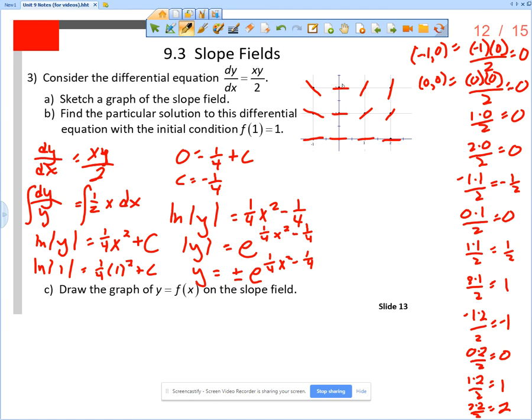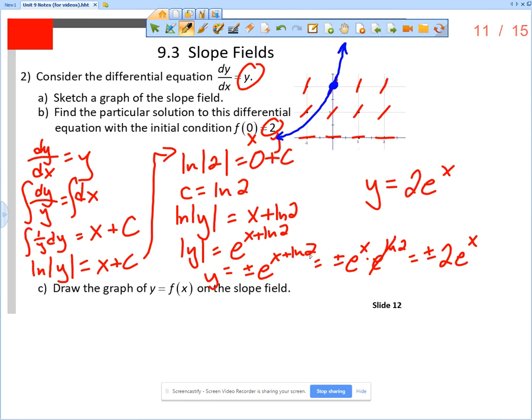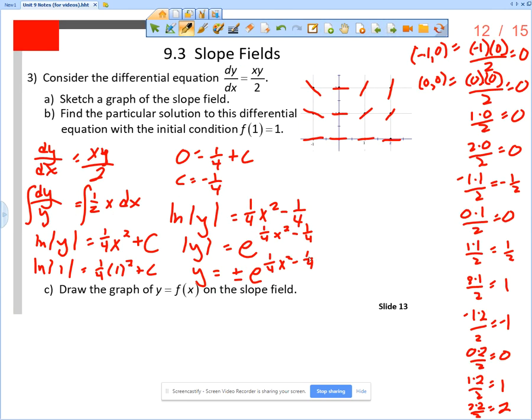Now, it's important to remember that in the last problem, we had x plus the natural log of 2. So when we split it up, the e and the natural log reduced. But in this problem, I don't have a natural log, and so I wouldn't be able to reduce that, all right? You could say that this is like plus or minus e to the 1 fourth x squared times e to the negative 1 fourth. You could say that, right? But you can't get rid of the e. Now, what you could do is say, oh, okay, well, e to the negative 1 fourth, that's actually like the fourth root of e in the denominator, right? And so then you're kind of playing out different values that you could potentially have, right?